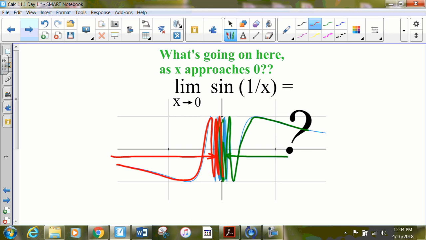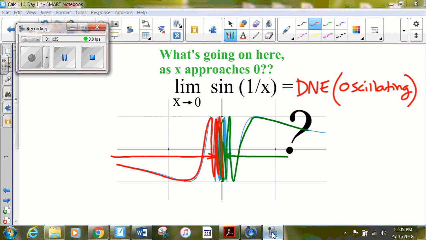So our limit of this function as x approaches 0 is not going to exist, but this time there's a different reason, and it's because y's value is oscillating. So we'll go ahead and just put oscillating. Oscillating like an oscillating fan, right, going back and forth and back and forth. And so that's what we'll put. Does not exist and oscillating.